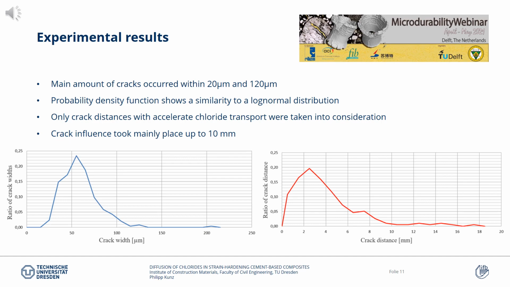More challenging was the evaluation of the crack distances, since it is mainly relevant in situations of mutual crack influence between two adjacent cracks. For this reason, the evaluation of crack distance was conducted after the chloride tests. The measurements were performed for all specimens, but only the distances which appeared to have an accelerated chloride transport were taken into consideration. This is presented below in the right chart. Crack influence took place mainly up to 10 millimeters.